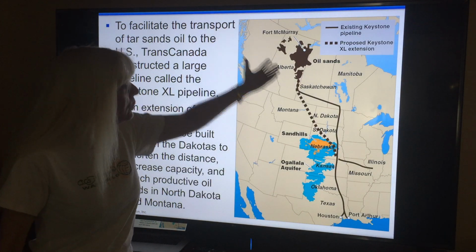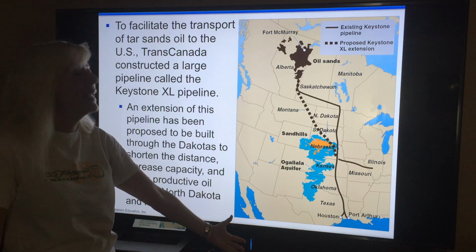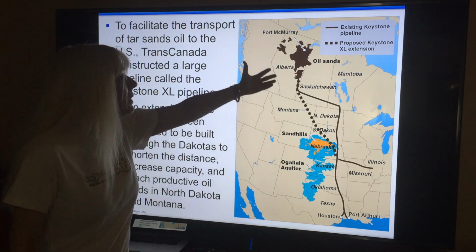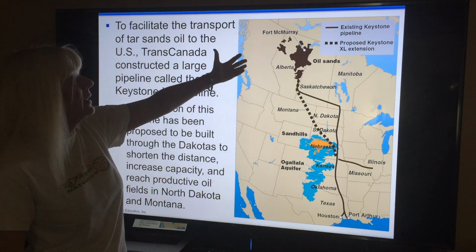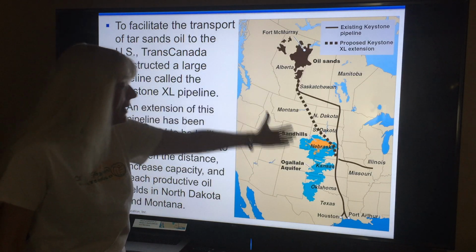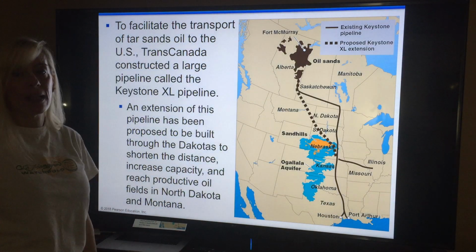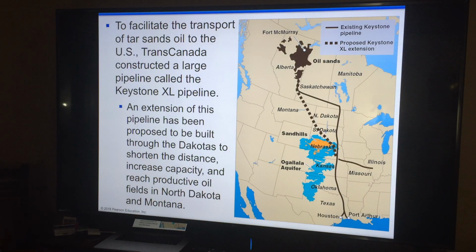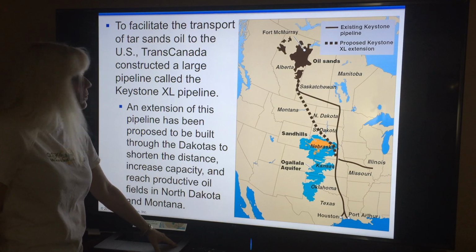It's like, really? Come on, we can't think of something better? We'd rather make this than allow Canada to process it and then give it to us, because then we'd lose that money. Texas and all. An extension of the pipeline has been proposed to be built through the Dakotas to shorten the distance, increase capacity, and reach productive oil fields in North Dakota and Montana.